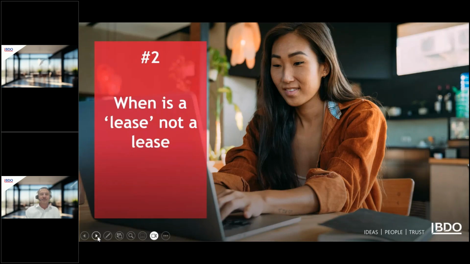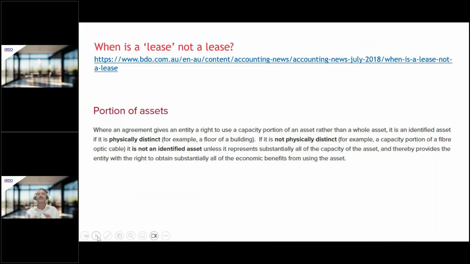Moving on to when is a lease not a lease. This is actually a common error the other way. Once you've evaluated your contractual arrangements and identified the potential for a lease, there are situations where those arrangements actually are not leases, and you don't want to inappropriately identify leases when they aren't. So this is again making sure your systems and processes are properly evaluating the substance of the arrangement and what's going on.